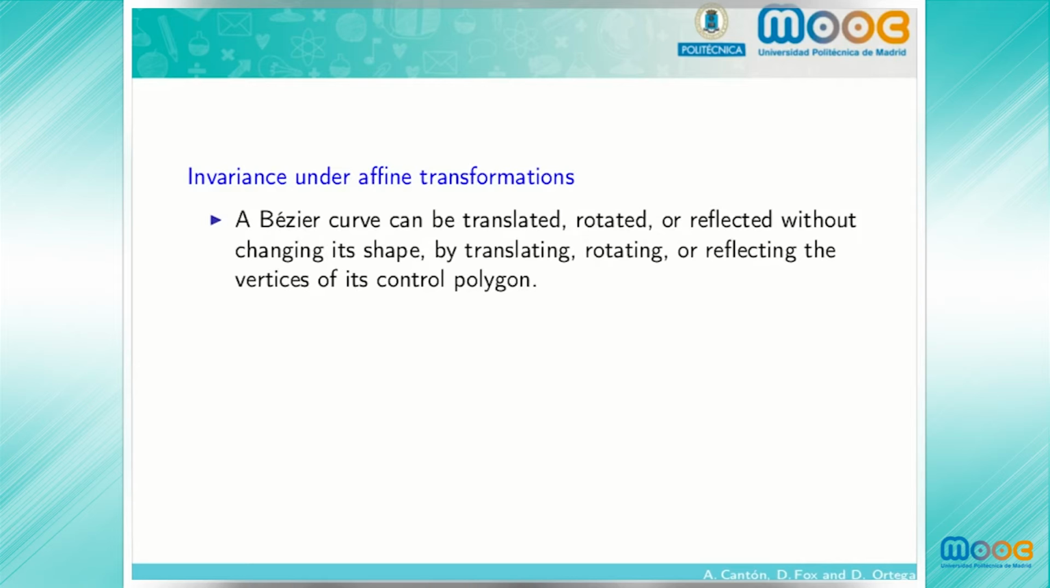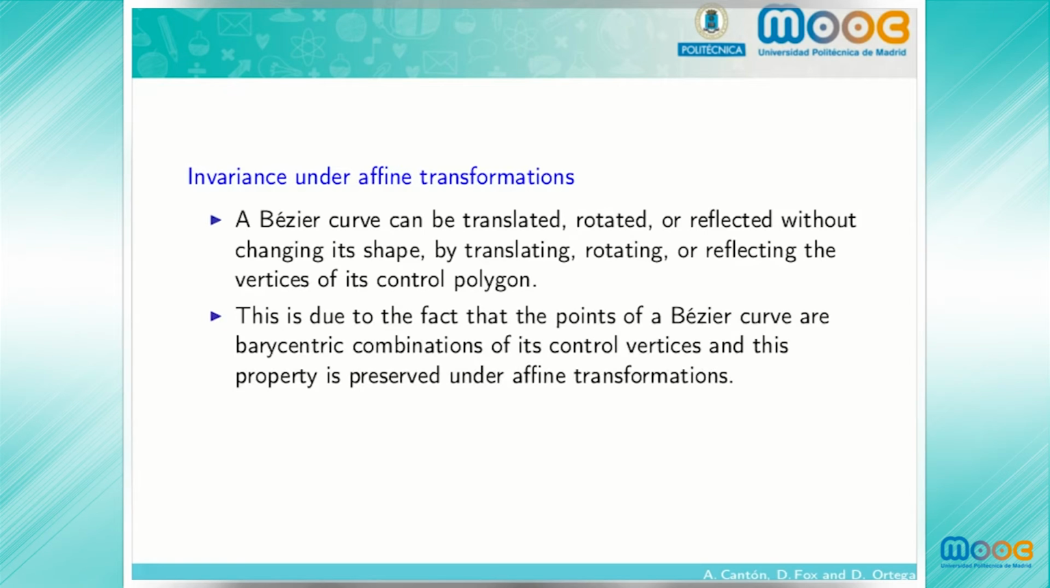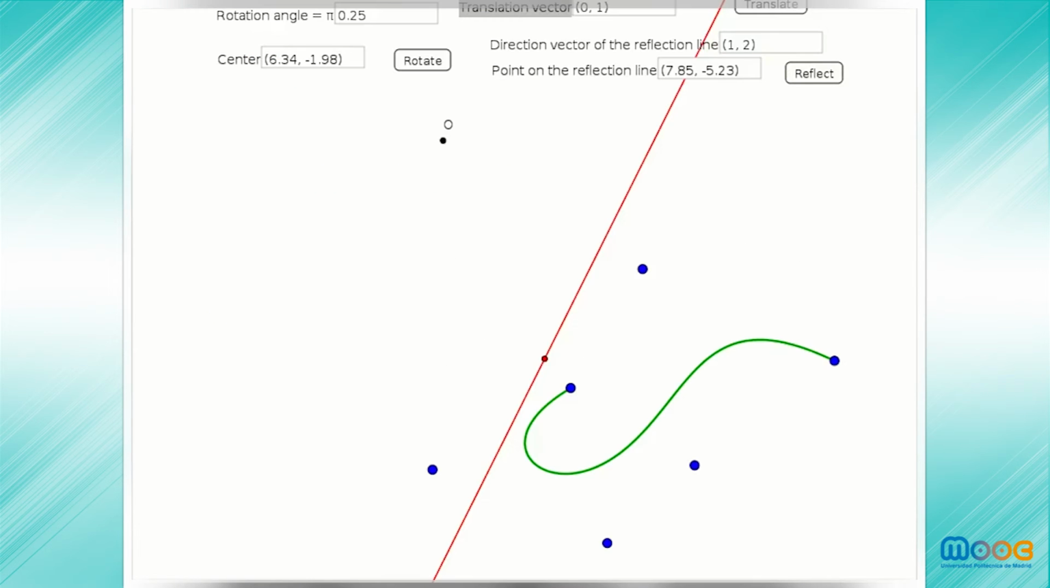Invariance under affine transformations. A Bezier curve can be translated, rotated, or reflected without changing its shape, by translating, rotating, or reflecting the vertices of its control polygon. Again, this is due to the fact that the points of the Bezier curve are barycentric combinations of its control vertices, and this property is preserved under affine transformations. On the screen we can see a Bezier curve of degree 5 and its control vertices. This is the first control vertex, and this is the last control vertex.